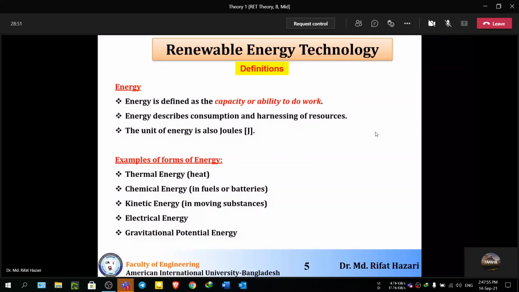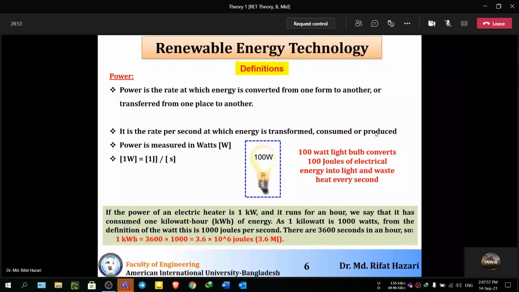Okay, so let's talk about power. You already have the idea about power, right? So what is power? Power is the rate at which the energy is converted from one form to another. That means if you convert from thermal energy to mechanical energy, or mechanical energy to electrical energy, or electrical energy to thermal energy, the rate at which you are converting is power.